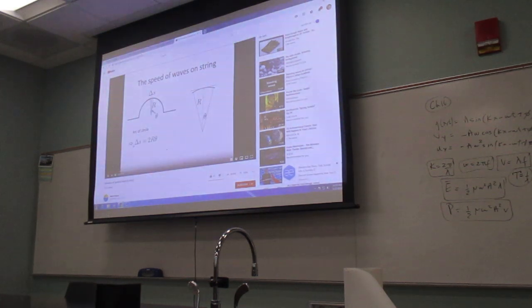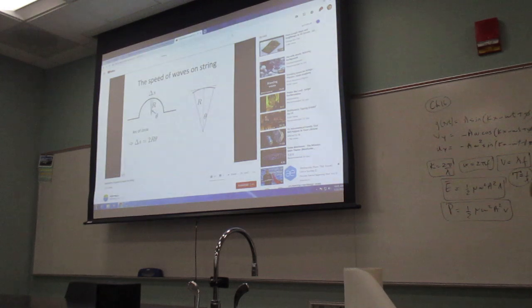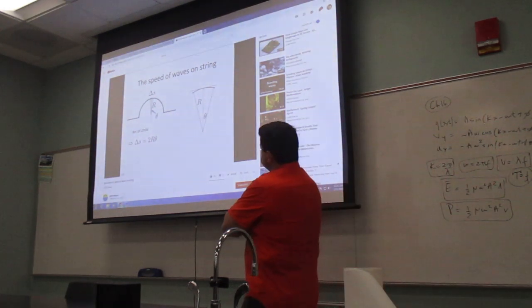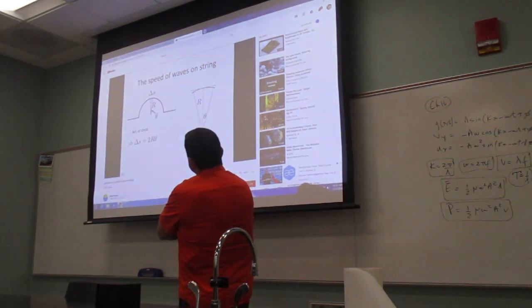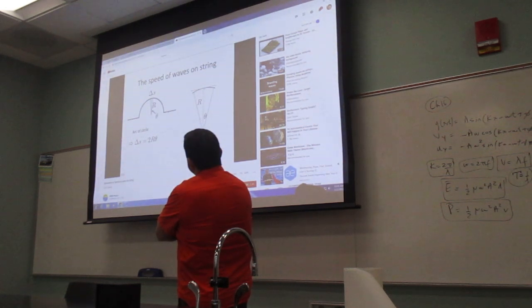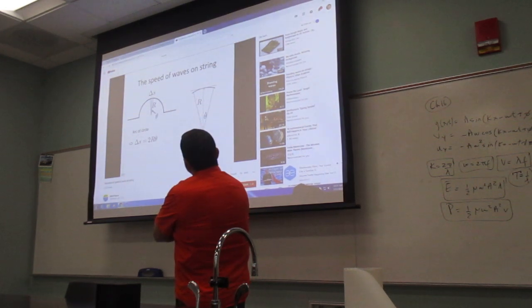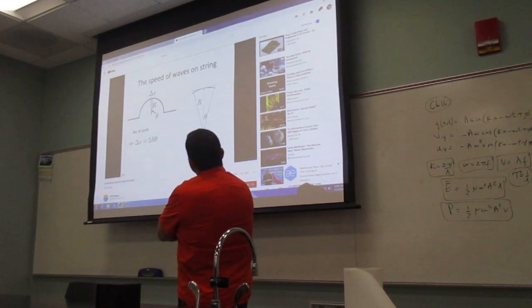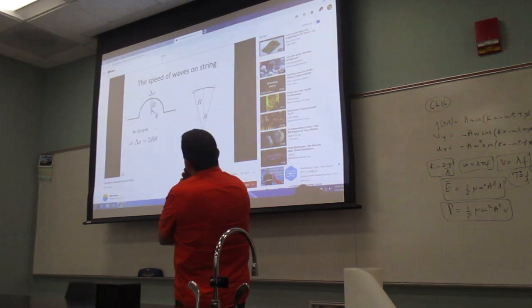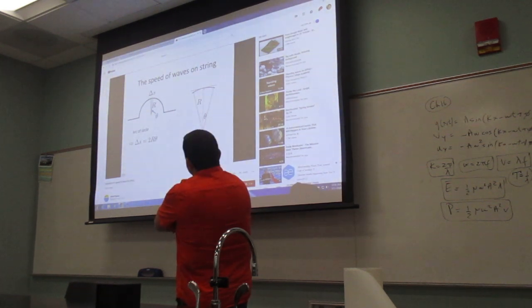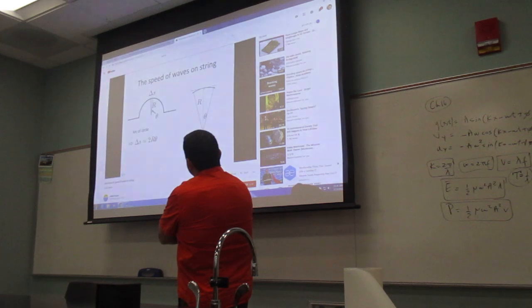Okay, now let's consider what's happening in this case. Delta S is a little arc length here. R is the radius of our semicircular hump. Theta is the angle between the middle of our arc length and the edge of our arc length. So the total angle in here is 2 theta. So from our equations for arc length, we know that the length delta S is equal to 2 r theta, because the angle is 2 theta and the radius of our semicircle is r.